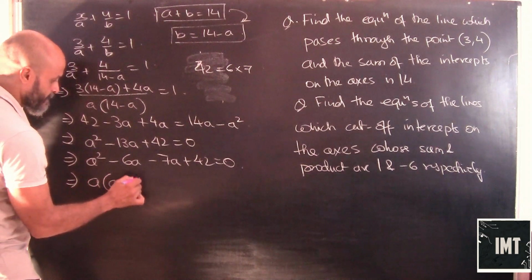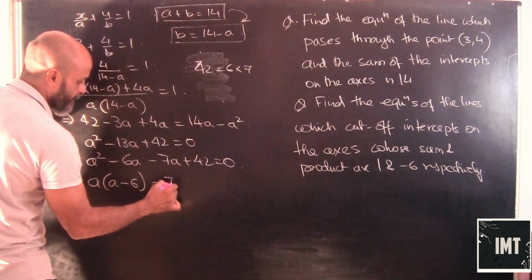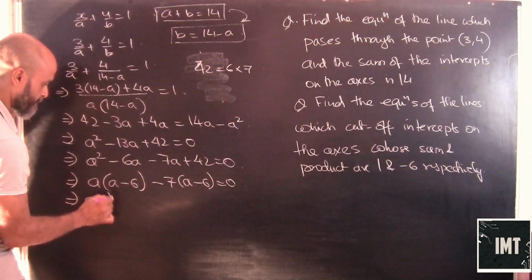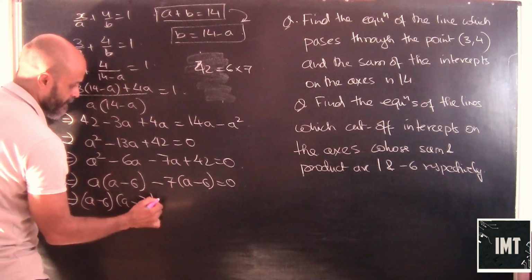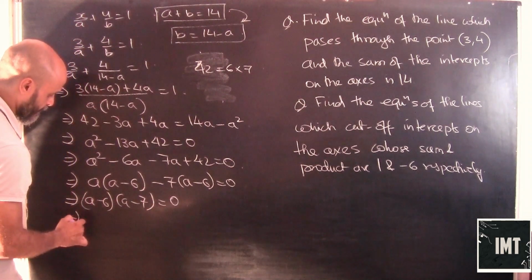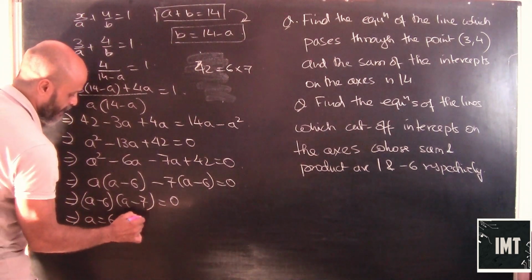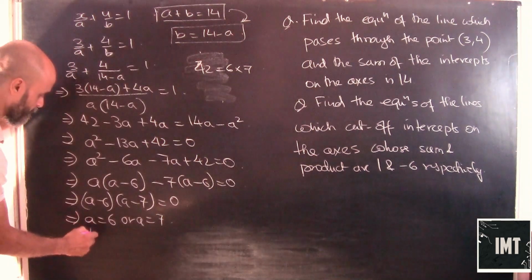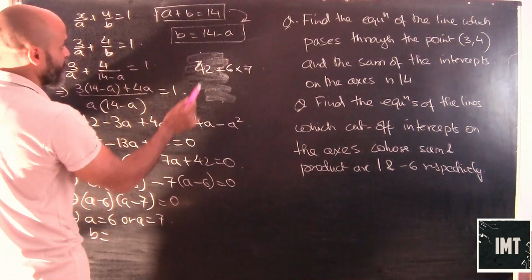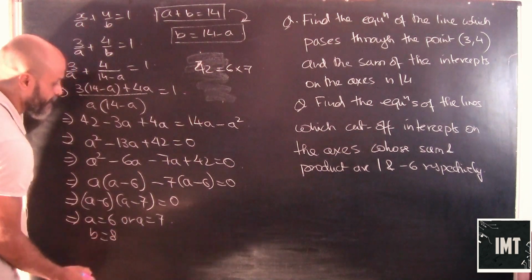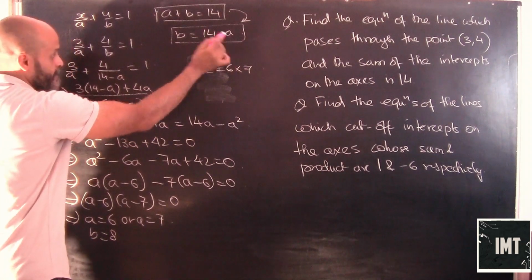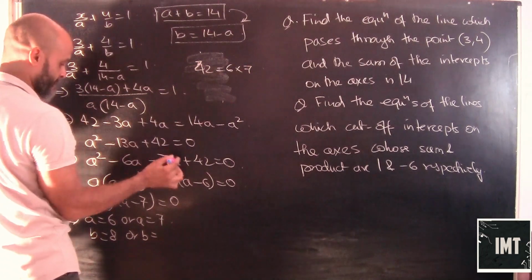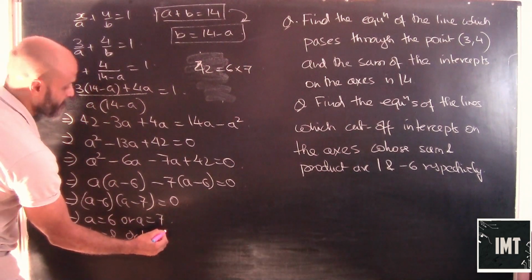a into a minus 6 minus 7 into a minus 6 is equal to 0. So this would mean a minus 6 into a minus 7 is equal to 0. So either a is equal to 6 or a is equal to 7. So accordingly b will be equal to, we can substitute the value here, 14 minus a, that is 14 minus 6, that is 8, or b is equal to 14 minus 7, that will be 7.